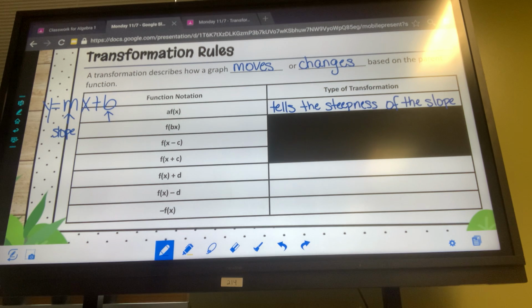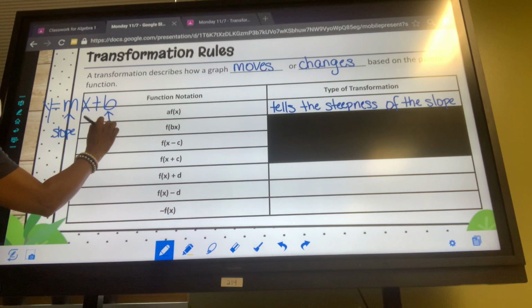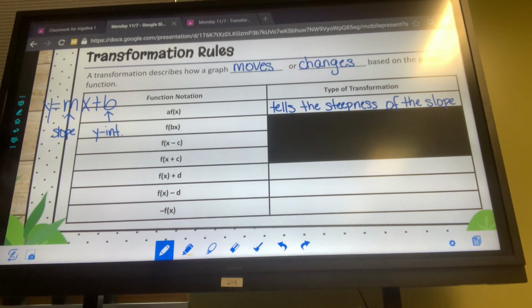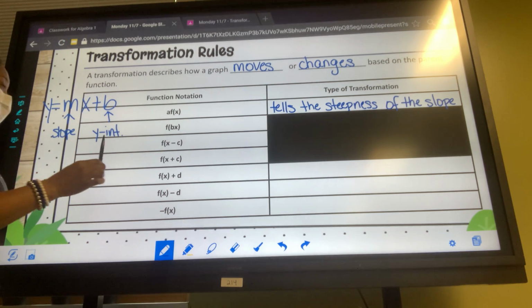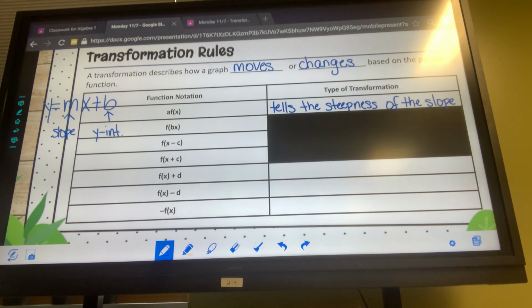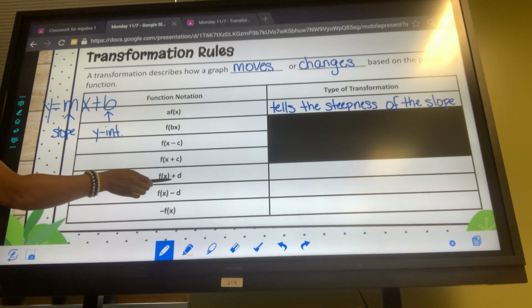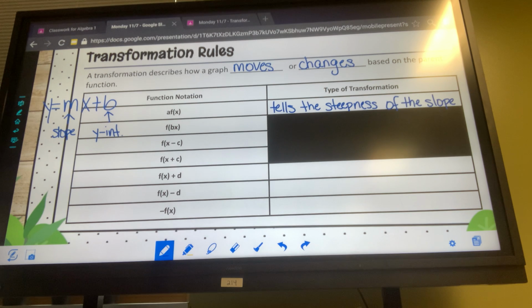The B is called the what? The y-intercept. Our y-intercept tells us where our line goes through the y-axis. If this is a positive D, and this is my x-axis, is the line going to be up here or down here? If it's positive, where's my positive y? Up. So my positive y's will be above my x-axis.